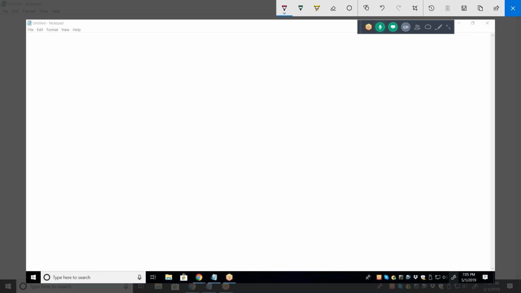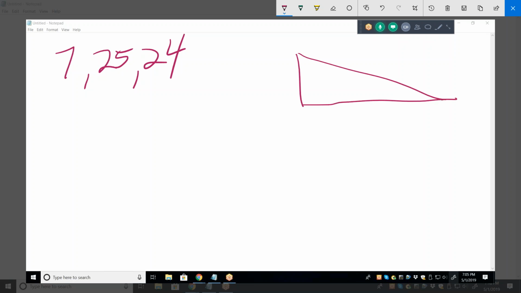Alright, determine whether the given numbers represent the lengths of sides of a right triangle. And it's 7, 25, and 24. If those are in a right triangle, which one is the 25? The hypotenuse. Yes, the hypotenuse is always the longest side. Which one is the 7? The shortest one.